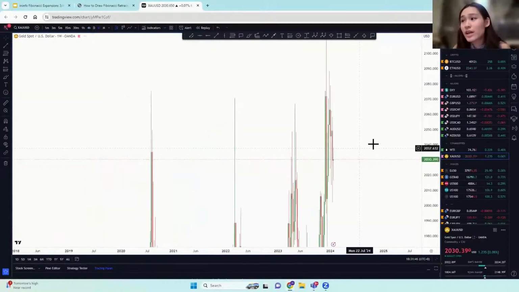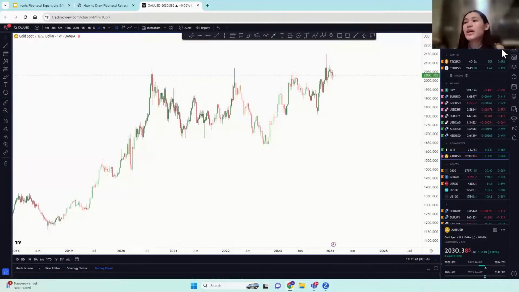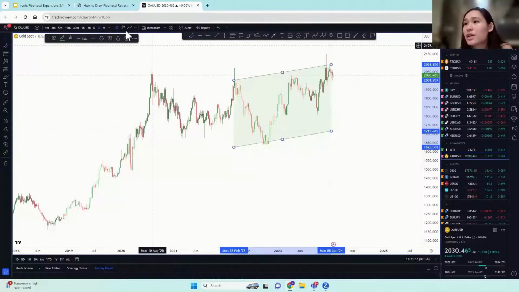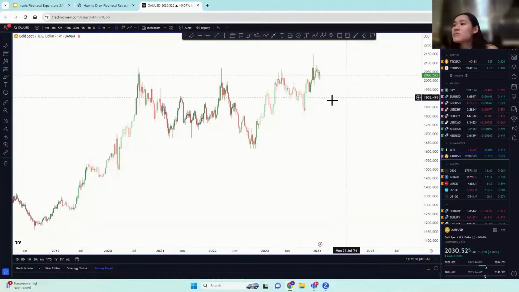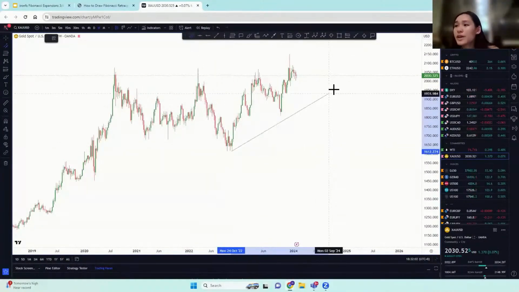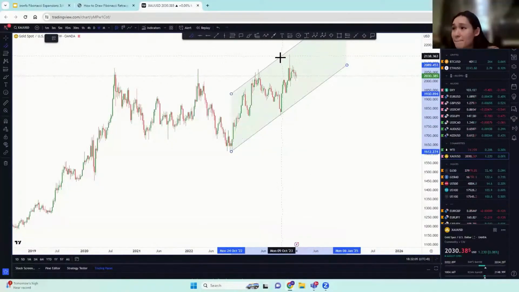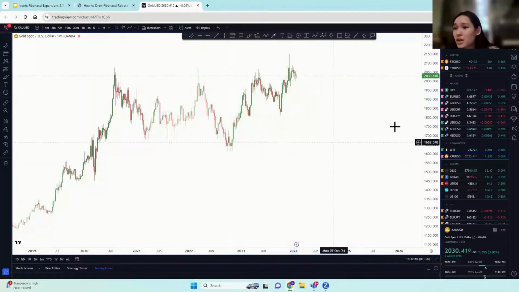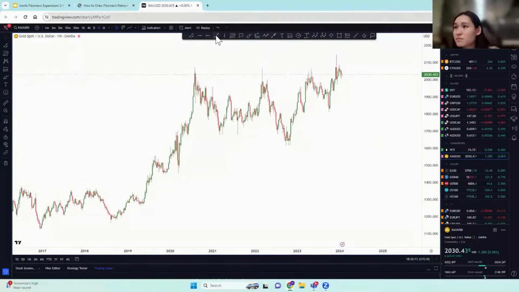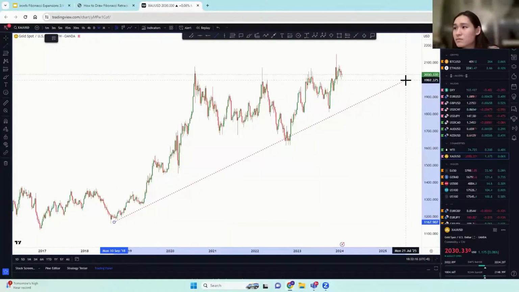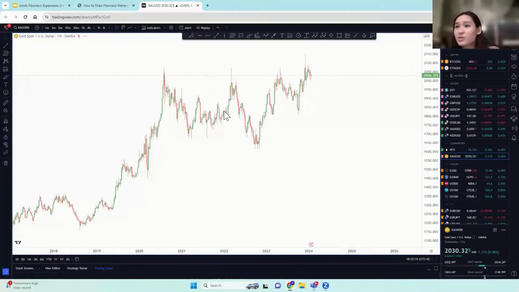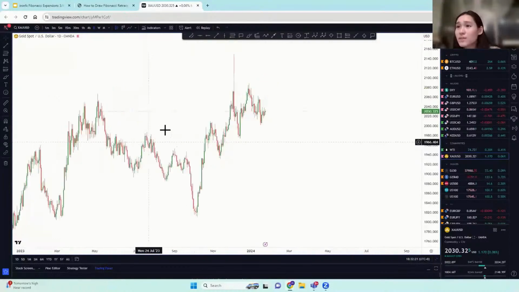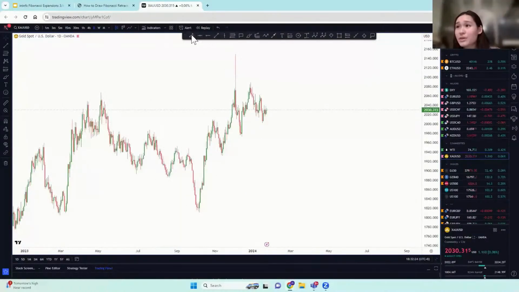So let's look at our weekly time frame first, just to get an idea of where prices are headed. We can see that gold is pretty bullish. Let's see if we have a channel. Okay, not really. But we can see that prices are headed upwards, even though there are no trend lines or trend channels. Okay, let's look at our daily time frame now.